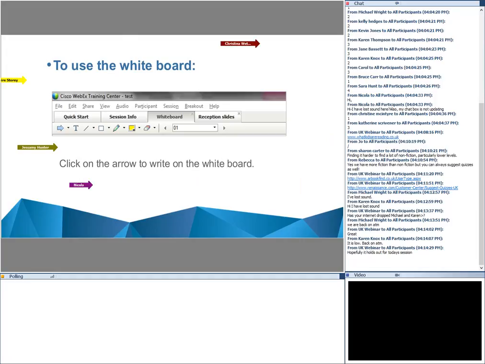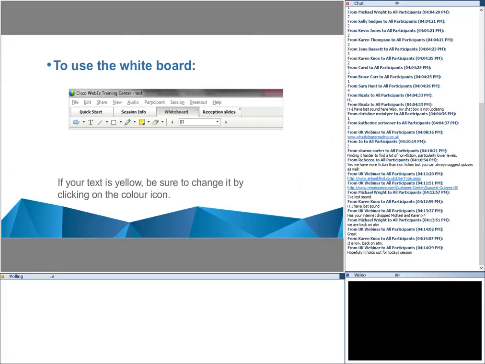If you do find that the colour's a little odd, like Claire can see is yellow, which can be quite difficult to see, there's a little colour box. And sorry, I'm about to get rid of all your arrows here. There's a little box with yellow in it, and you can click on there and change your colour, or maybe you've got a favourite colour, you want to choose that instead.